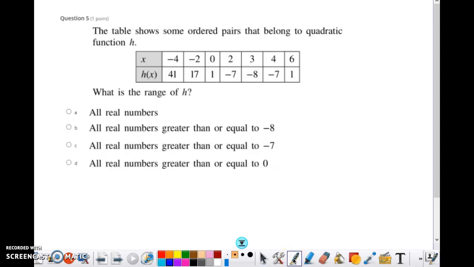Okay, problem number 5 says the table shown below shows some ordered pairs that belong to the quadratic function h. Now remember, this is the same table we used on problem number 1, but now it's asking what is the range of h. This function is called h, but they want to know the range. And remember, we said that x is your domain and y is the range.